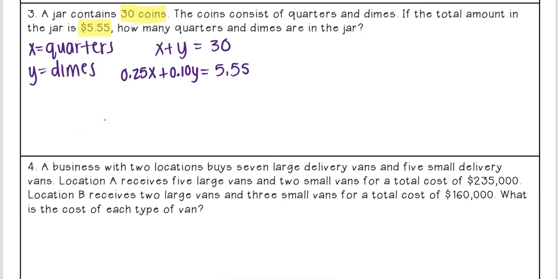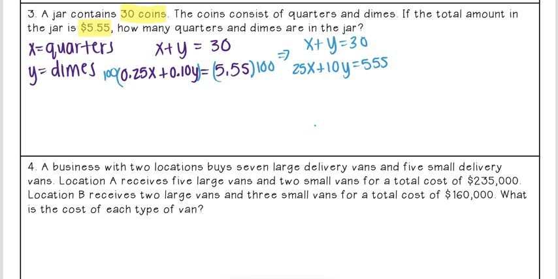However, I'm going to go ahead and change the second equation a little bit because I don't want to work with decimals. So to get rid of that decimal, I can multiply both sides by 100. And that will make these numbers a little bit easier to work with. So then I have x plus y equals 30. And then 100 times 0.25 is 25x. 100 times 0.1 is 10y. And then 100 times 5.55 is 555. So all I did was move the decimal place forward 2.